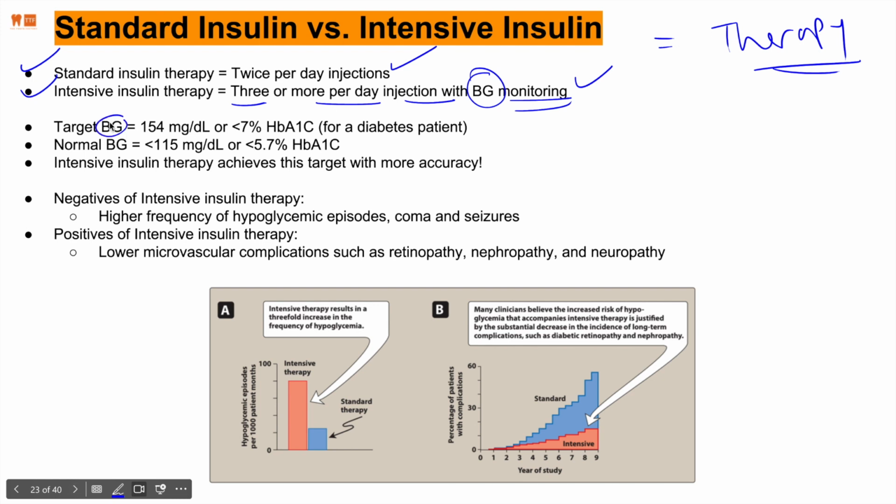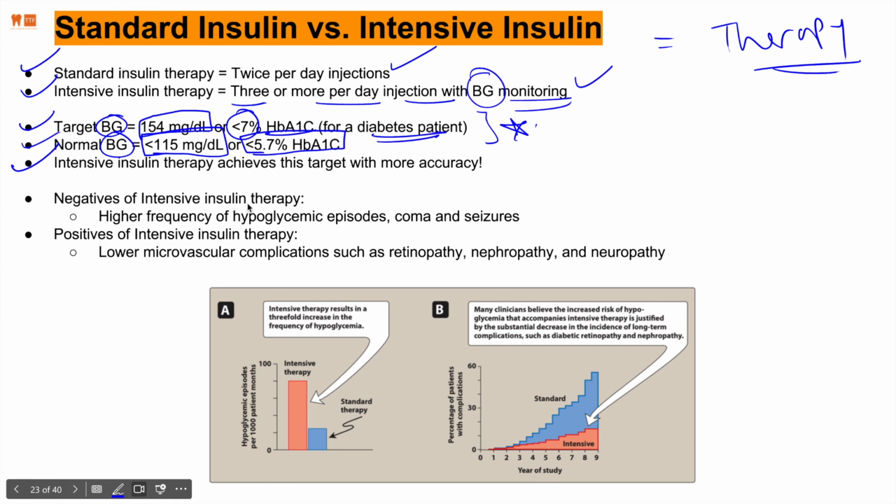The target blood glucose for a diabetic patient would be 154 milligrams per deciliter or less, or less than 7 HbA1c. But for a normal patient, blood glucose will be less than 115 milligrams per deciliter and less than 5.7 HbA1c. So remember these two differences, very important during insulin therapy. Intensive insulin therapy achieves this target with more accuracy. Therefore, it's better to do intensive.